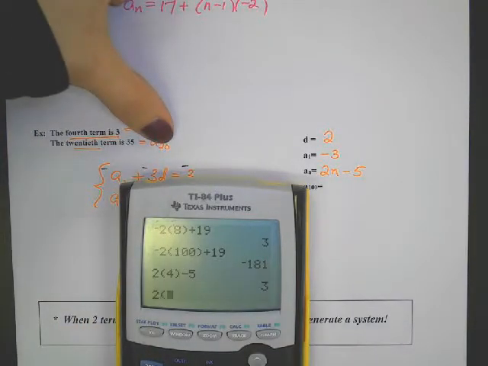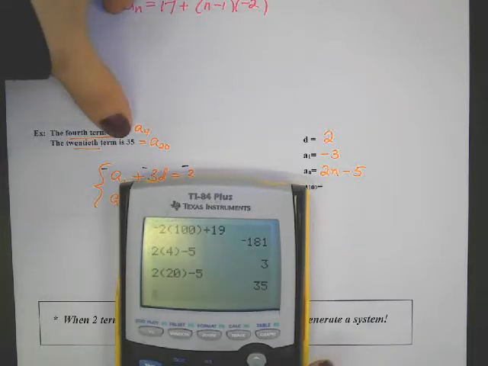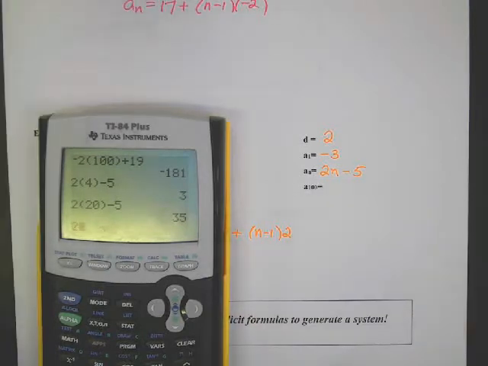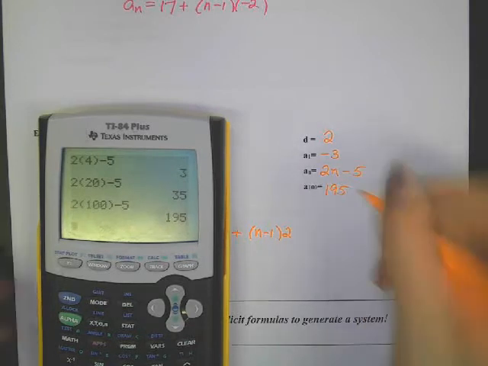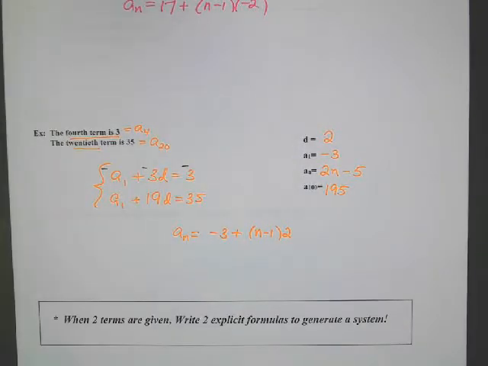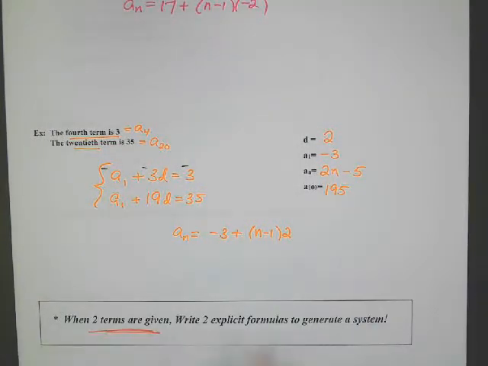Now let's try 20. Let's see if the 20th term is indeed 35. Perfect. And what do they want me to find? The 100th term? Not a problem. I'll just plug in 100. 195. The moral of the story here: when you are given two terms, write two explicit formulas, generate a system. Solve it any way you want.